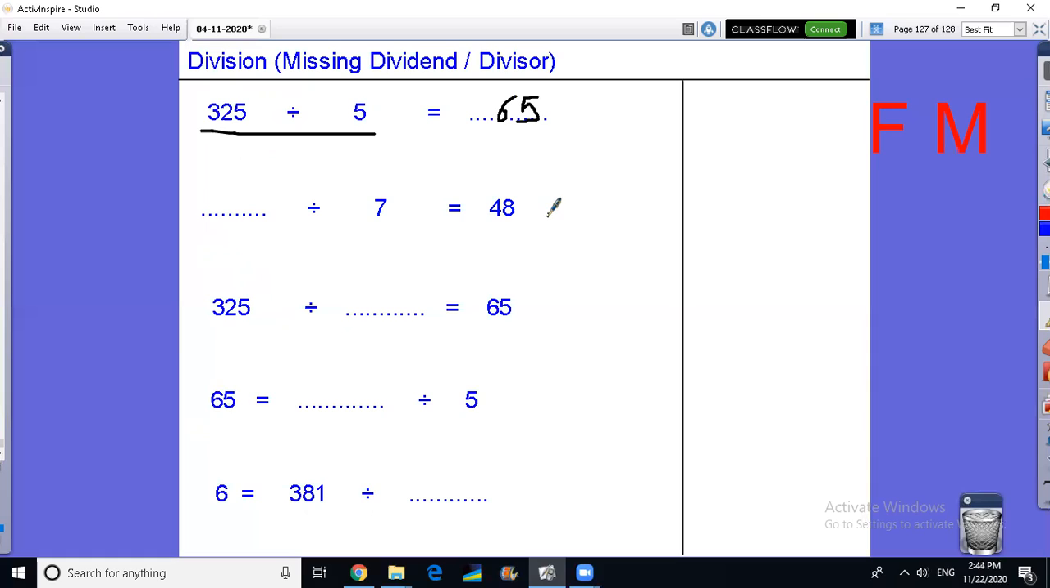This takes us to this rule. It's not actually a rule. It's just something to remind you. FM. Remember the FM on the radio? Okay, so FM means first number in division is missing, we need to multiply. First, multiply.